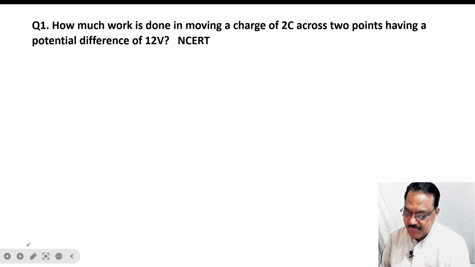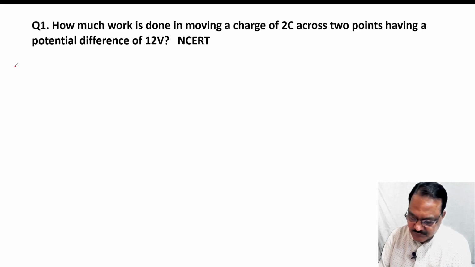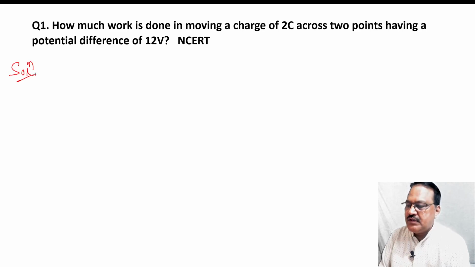The first question is, how much work is done in moving a charge of 2 coulomb across 2 points having a potential difference of 12 volt? Okay, how to do such a question. First, we'll see what are the parameters available here. What is given? The potential difference across the 2 points is 12 volt.